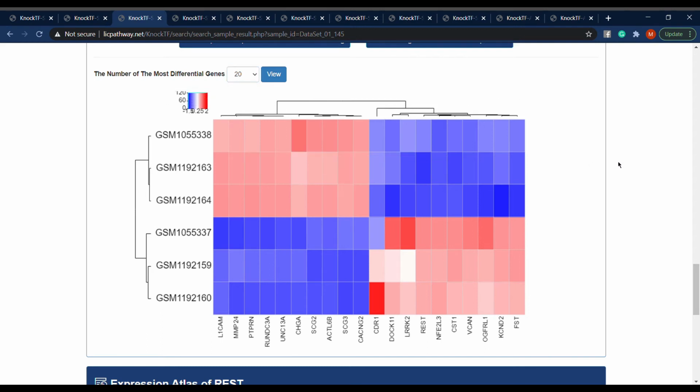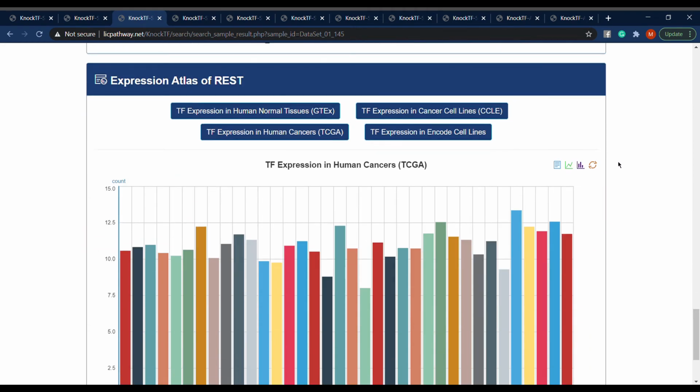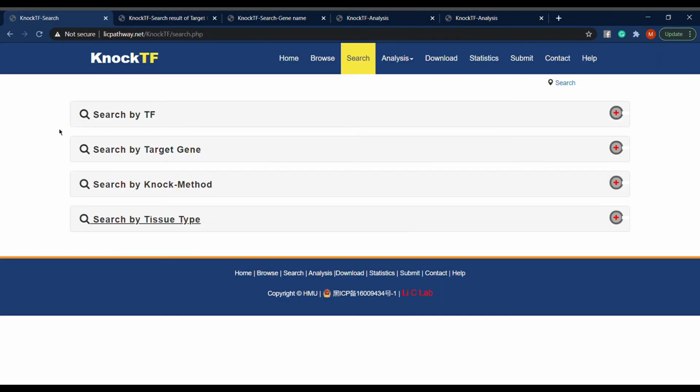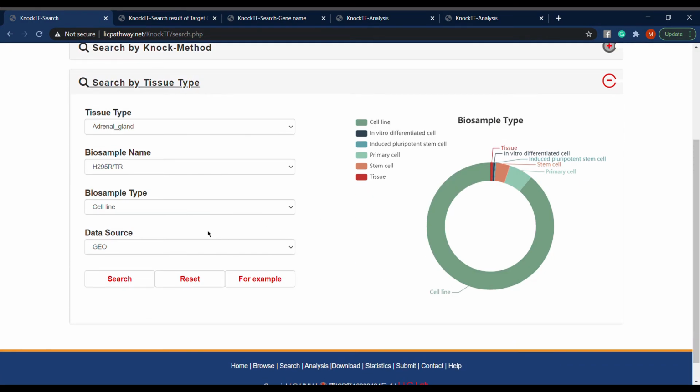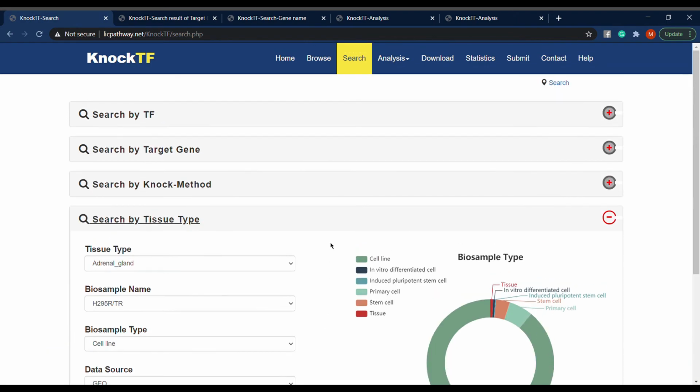The Expression Atlas displays data for expression levels of REST in normal human tissue, cancers, and human and cancerous cell lines. Search by knock type and tissue type work very similarly to search by TF and allow us to refine our search to a functional class of TFs or a certain sample type. You can also search by target gene.